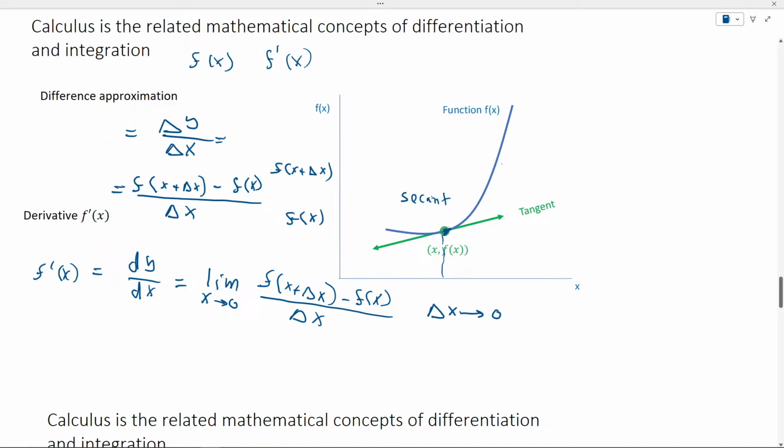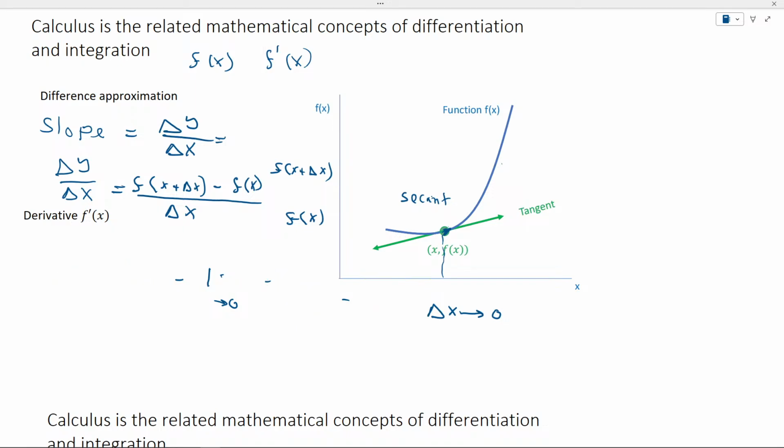That's the difference between the difference approximation, delta y over delta x, versus the derivative, dy over dx. Let me write it again. This is the difference approximation, delta y over delta x. This is the derivative, dy over dx. What is the derivative? It is the limit as delta x goes to 0 of your difference approximation. So it is a difference approximation, but your delta x is just a tiny little thing.